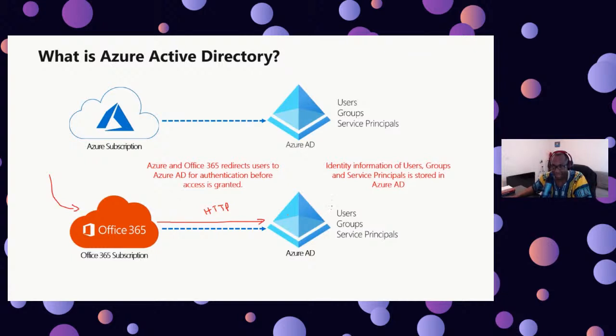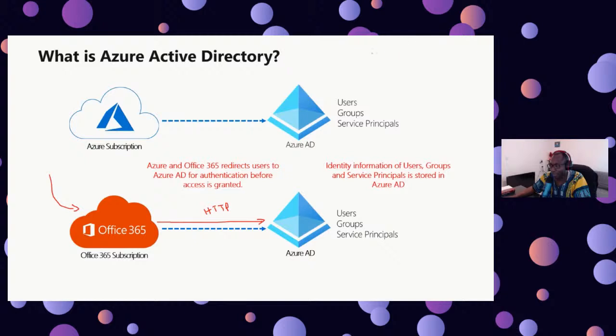Azure AD will validate your username. It's going to validate your password. If you have MFA, or multi-factor authentication, configured, it's going to do MFA. And if all of that is successful, then it's going to grant you an access token that you can then use to access these cloud services. So I'll just show you an example of what that looks like.